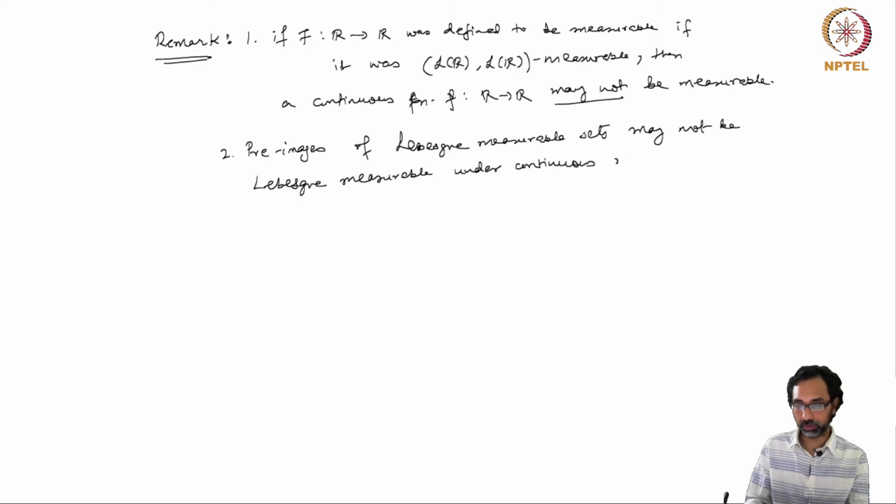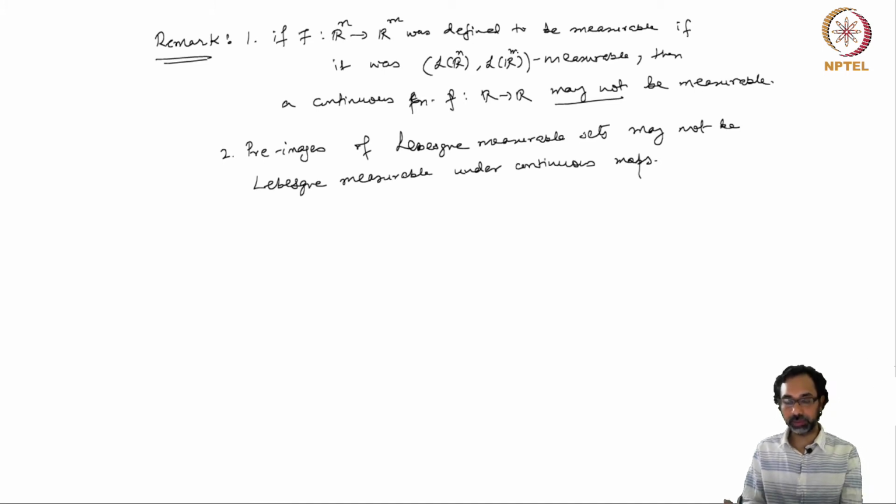So, it's not difficult to give an example for this. Rather than considering functions from R to R, we can consider functions from R^n to R^m, and we can put the Lebesgue sigma algebras on R^n and R^m respectively. So in this case also, pre-images of Lebesgue measurable sets under continuous maps may not be Lebesgue measurable.